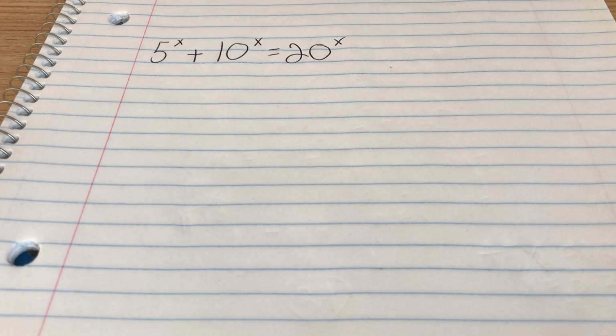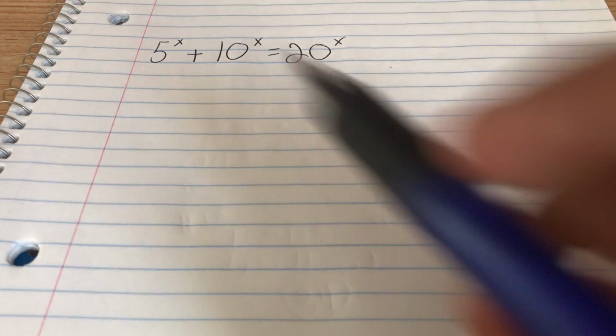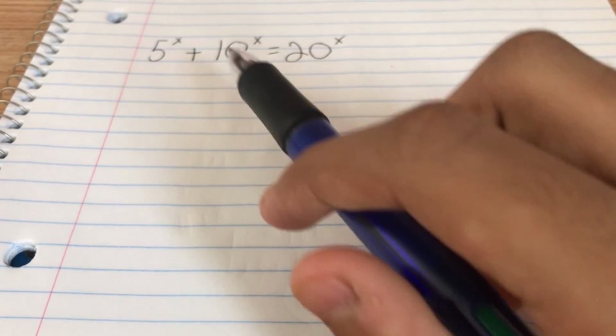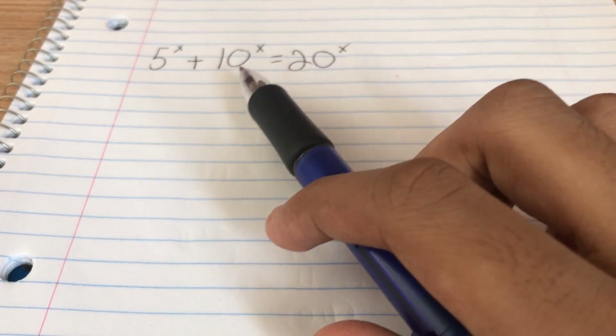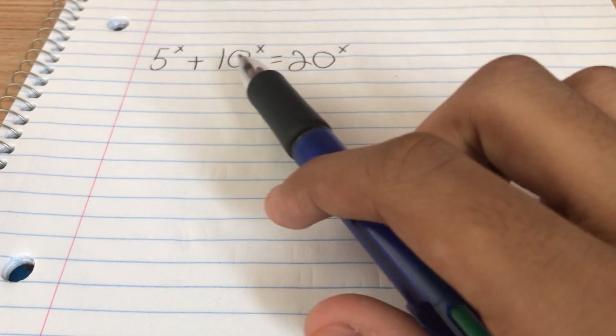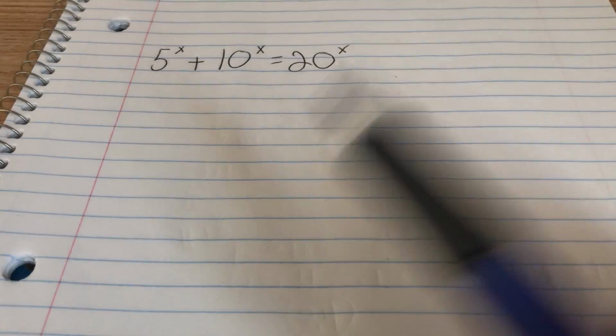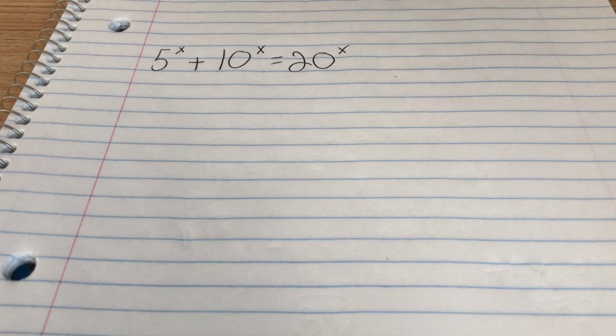So, let's get started. We have 5 to the power of x plus 10 to the power of x equals 20 to the power of x. First thing I noticed is that all of these terms have a 5 to the power of x in them. 5 to the power of x is just 5 to the power of x. 10 to the power of x is equal to 2 to the power of x times 5 to the power of x, correct? And then 20 to the power of x is just 4 to the power of x times 5 to the power of x.